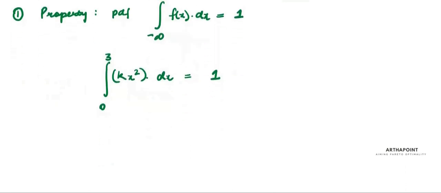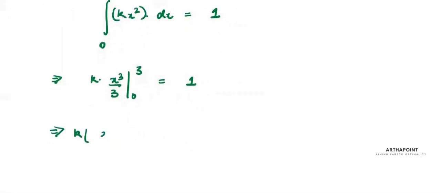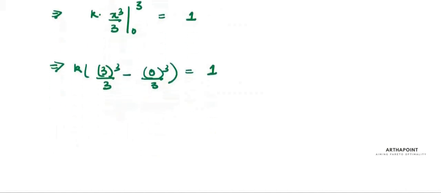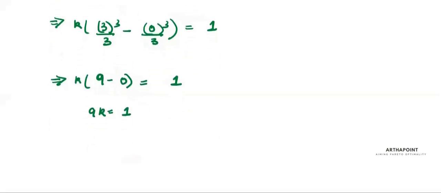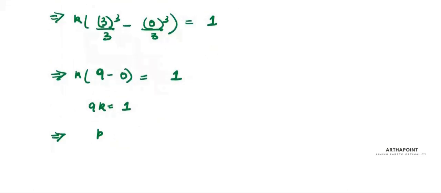Now, when we integrate this function, I will get k x cubed by 3 from 0 to 3 equal to 1. This would mean k times 3 cubed by 3 minus 0 cubed by 3 is equal to 1. This would mean k times 9 minus 0 is equal to 1. So 9k is equal to 1. This implies that the value of k would be 1 by 9. So this is your first answer.